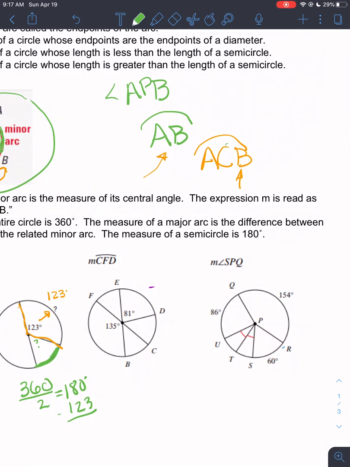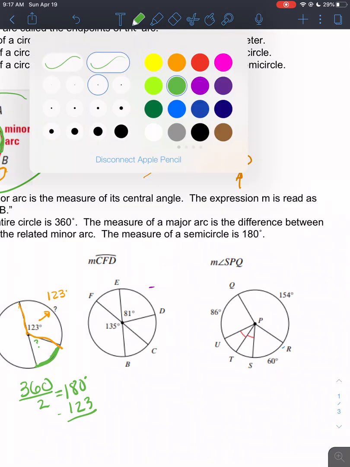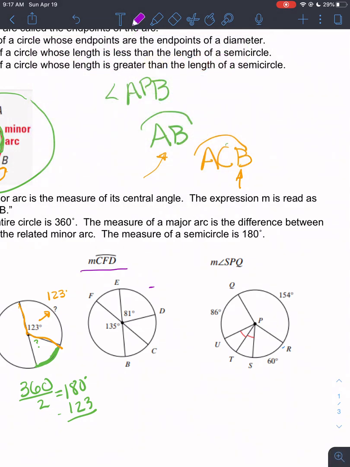This time they're asking us for the measure of arc CFD. It has 3 letters, so we know it's a major arc. It's going to go a long way. So it tells us to start at point C, go through F, and stop when we get to D. So it looks like we're looking for the full circle minus this little piece here. So if we can find that little piece, we're going to subtract it from 360, and that gives us the measure of our major arc.